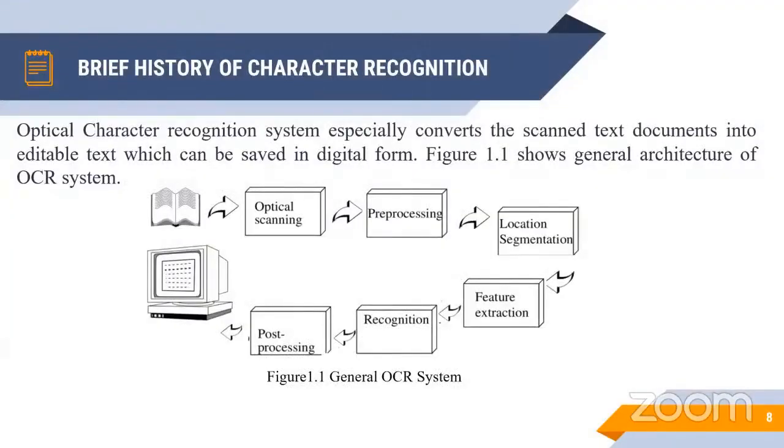So how is a handwritten character recognized in image processing? It has some steps, some phases. What are the phases? The first one is optical scanning. If I have handwritten characters on a page, I want to scan them using a scanner, or capture a photo using a camera.